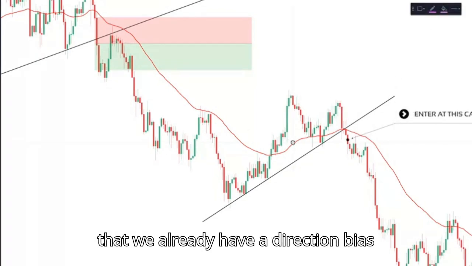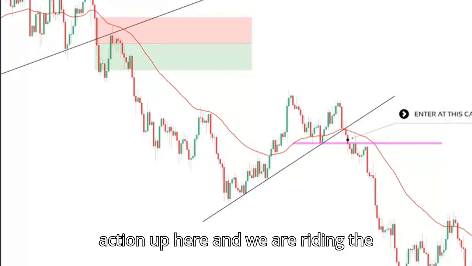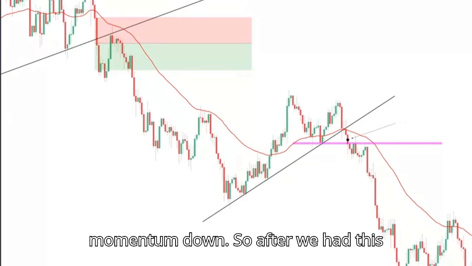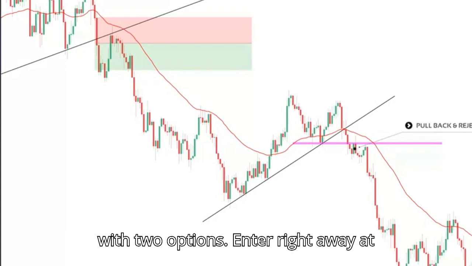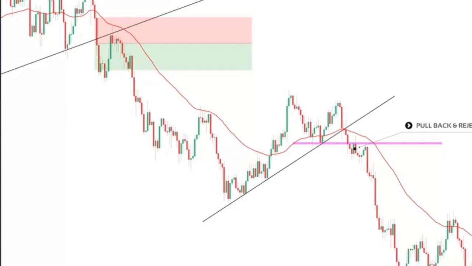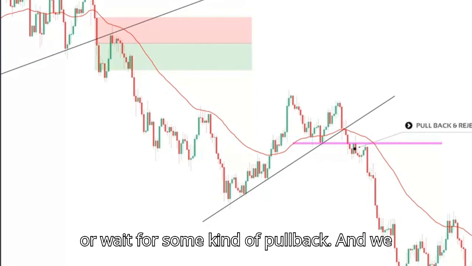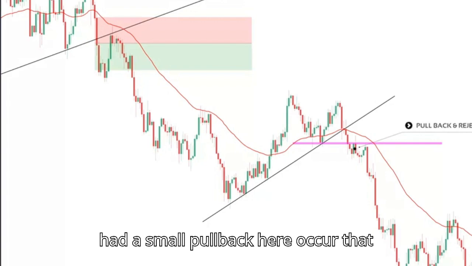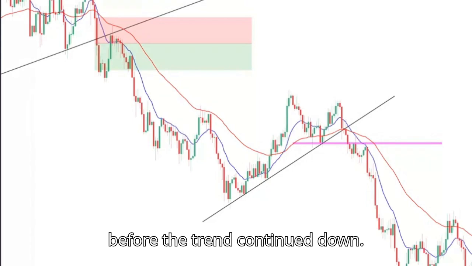Remember that we already have a direction bias from the dynamic reversal combo, price action up here, and we are riding the momentum down. So after we had this break of trend line, you are again faced with two options: enter right away at this candle, close with a good stop loss above the 50 EMA and the trend line, or wait for some kind of pullback. And we had a small pullback here occur that rejected this level of minor resistance before the trend continued down.